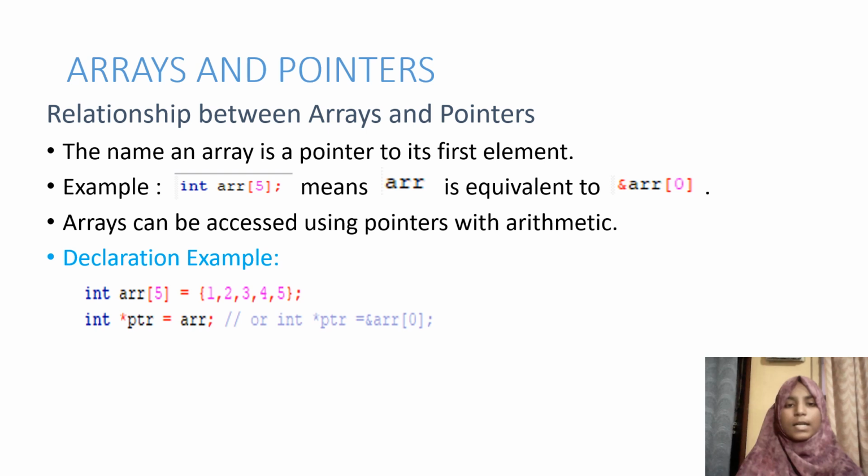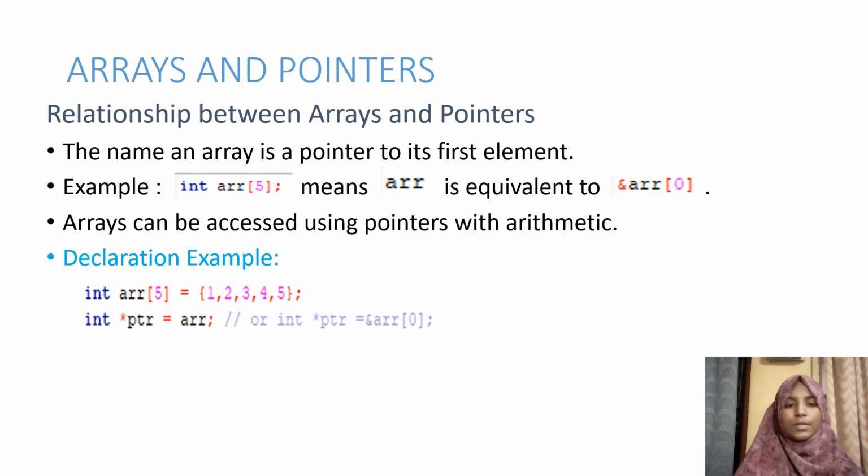The relationship between arrays and pointers is that the array itself acts as a pointer. The name of an array is a pointer to its first element. For example, int array of 5 means array is equivalent to the address of array of 0th element. Arrays can be accessed using pointers with arithmetic. The declaration example is mentioned here.